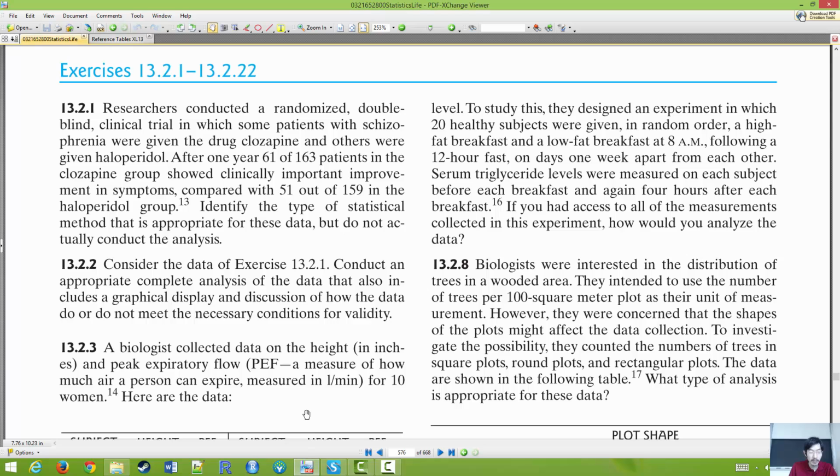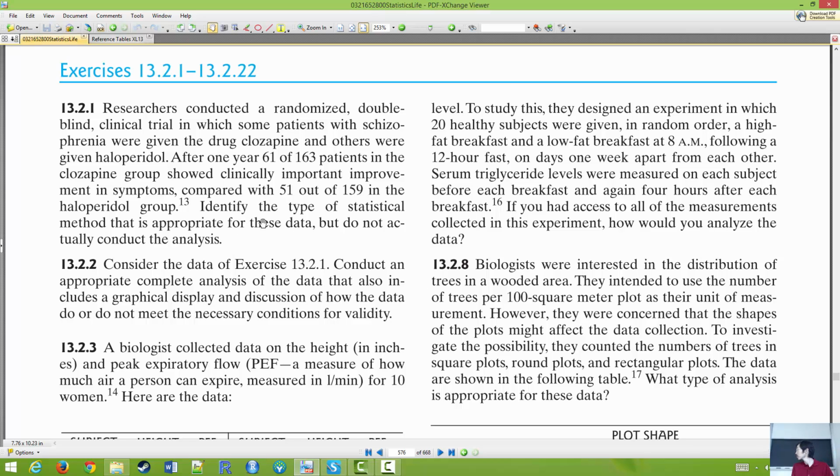All right. So this is also in your textbook, but let's read through it. 13.2.1 says researchers conducted a randomized, double-blind clinical trial in which some patients with schizophrenia were given the drug clozapine and the others were given haloperidol. After 1 year, 61 out of 163 patients in this group showed clinically important improvement compared to 51 out of 159 in the haloperidol group. Identify the type of statistical method that is appropriate for these data, but do not actually conduct the analysis.